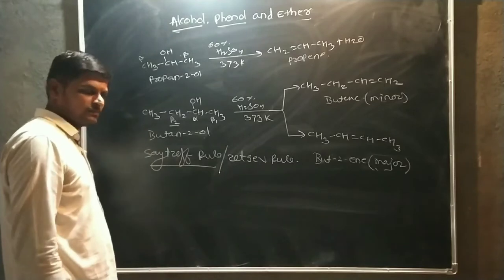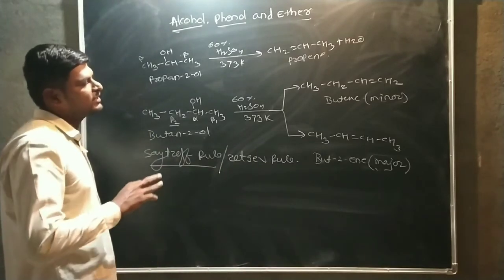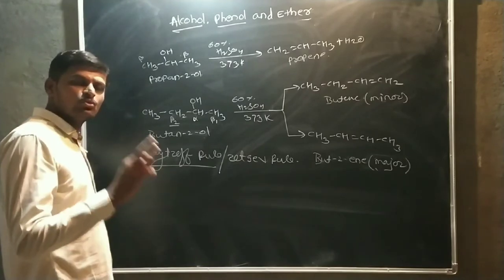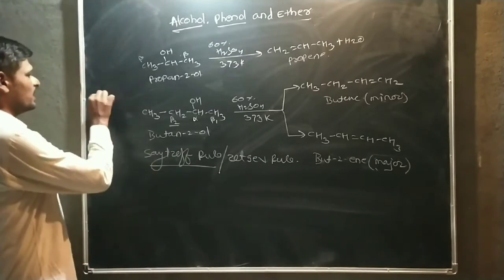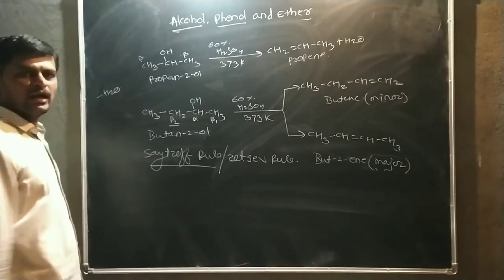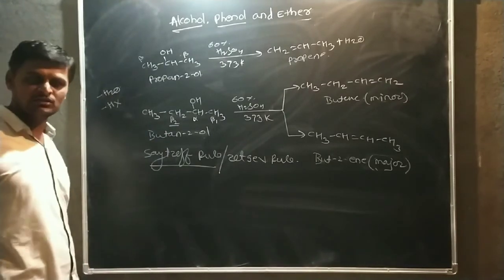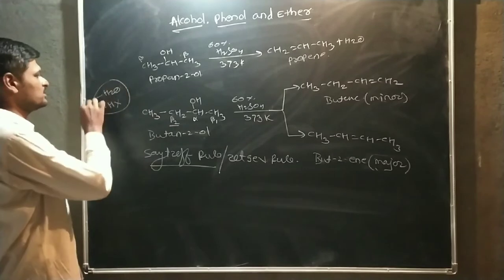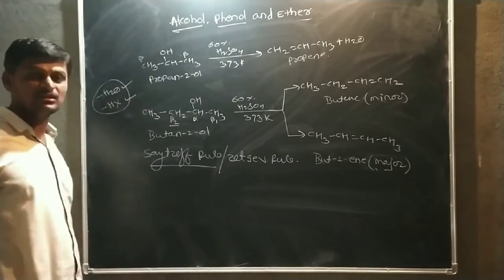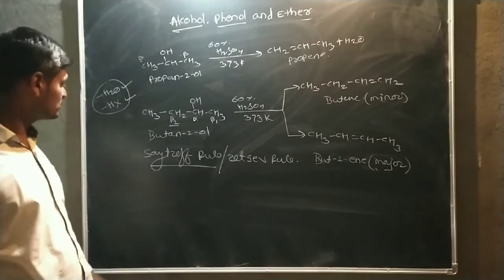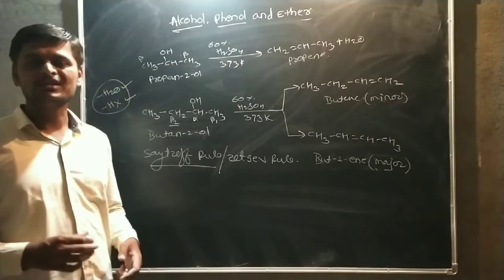The Saytzeff rule says that in elimination reactions, there are majorly two types of reactions. One is the dehydration reaction, in which a water molecule is eliminated, and the second is the dehydrohalogenation reaction, in which HX is eliminated. Okay, these are commonly included in elimination reactions.